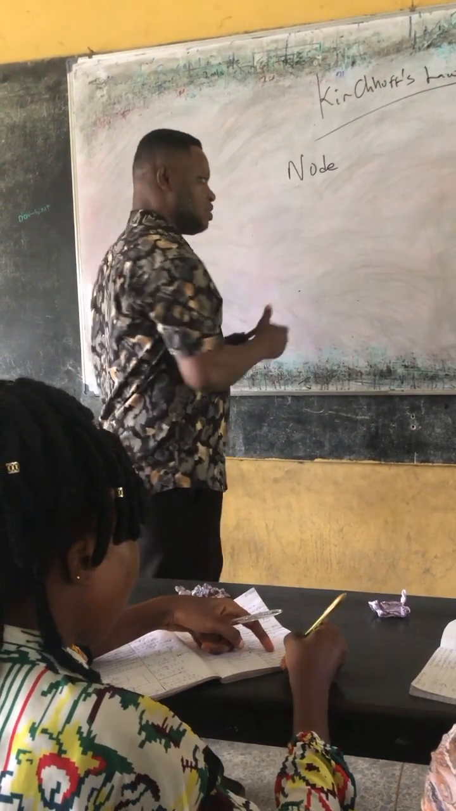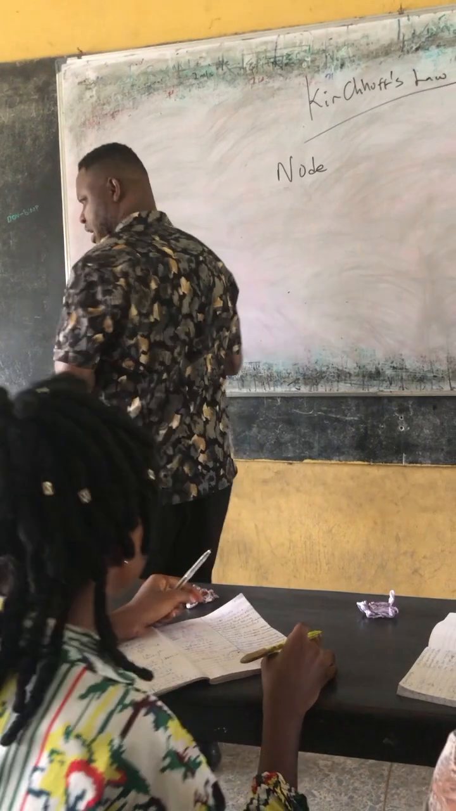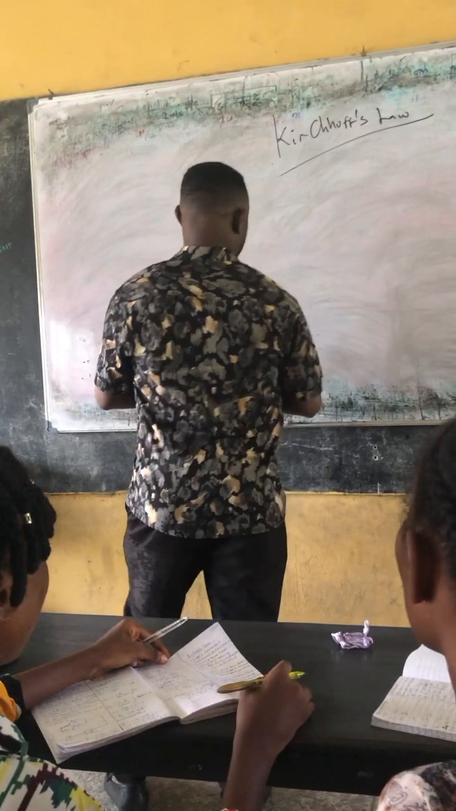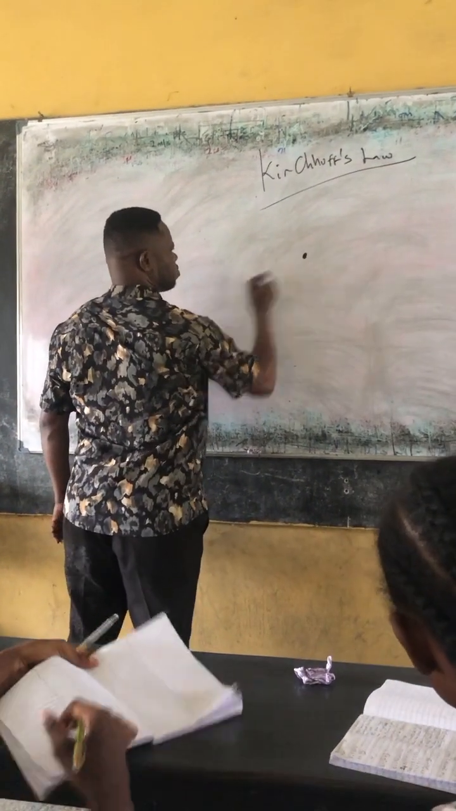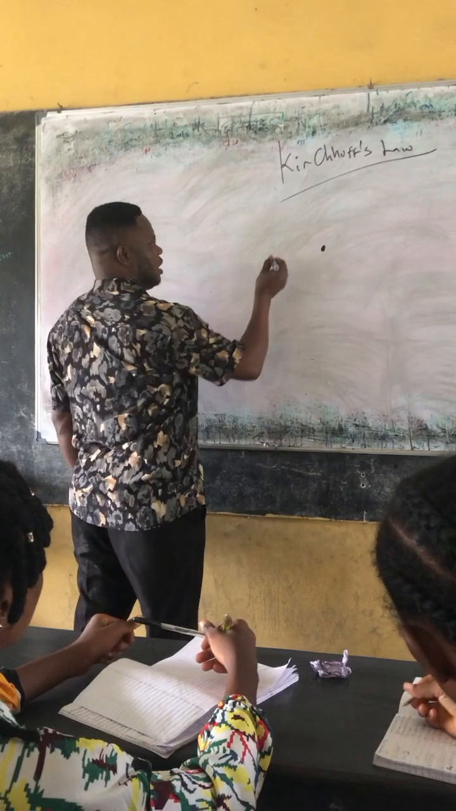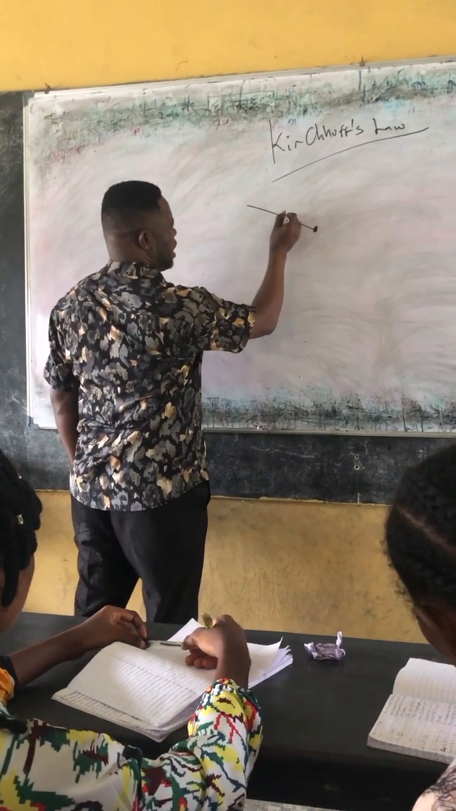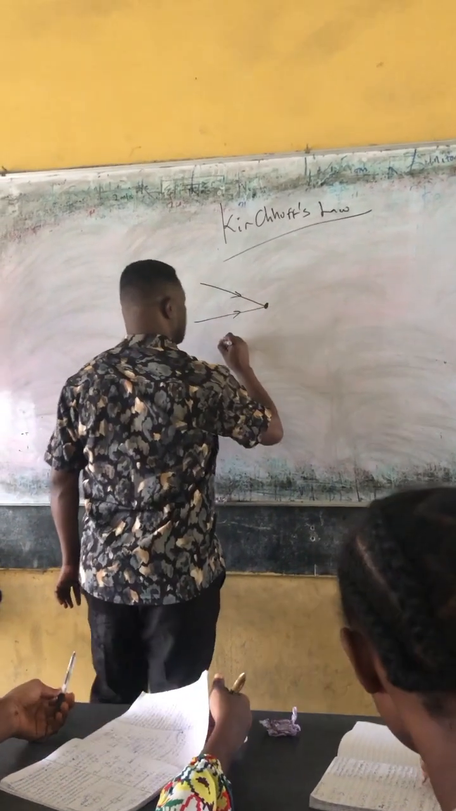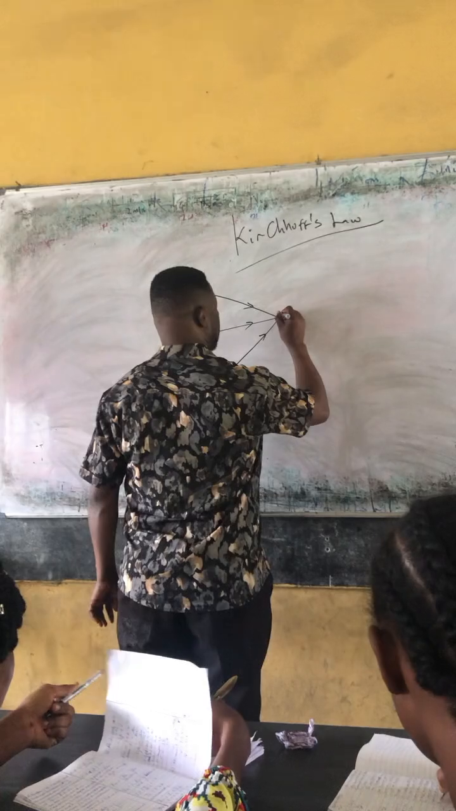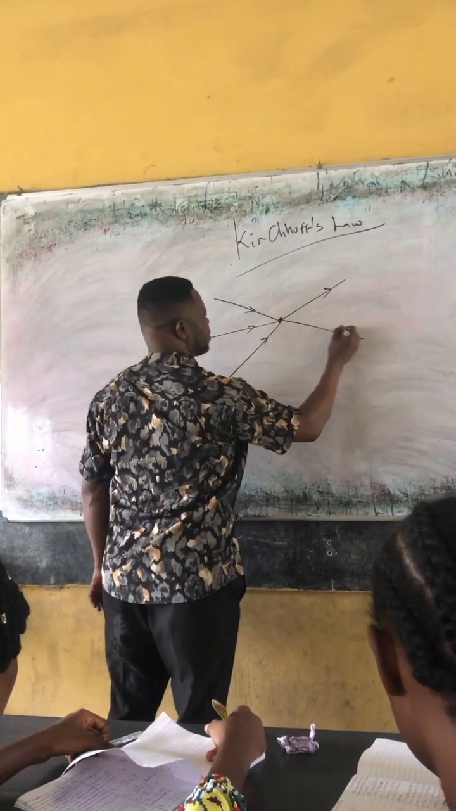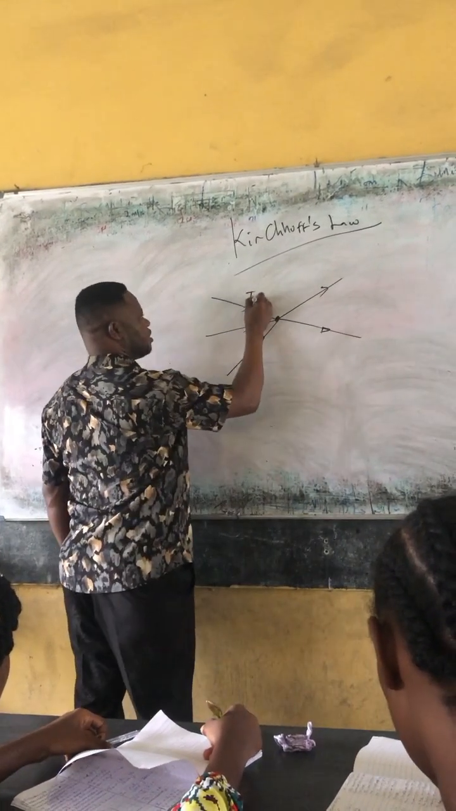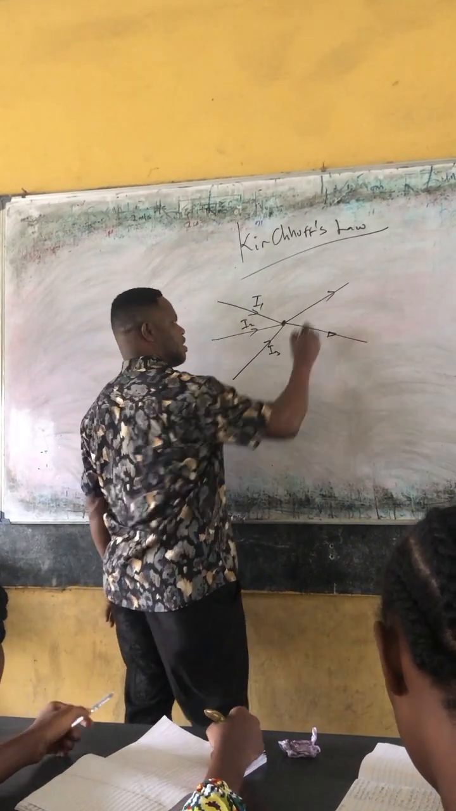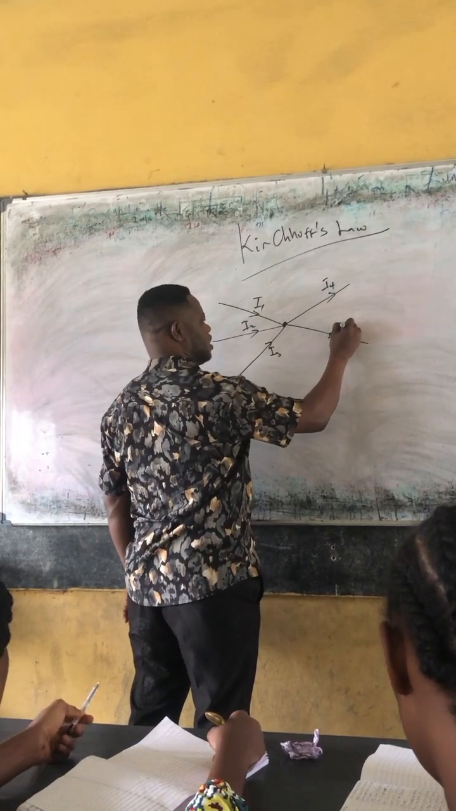So let's look at this now. Please look up. Let's consider this to be a node. Let's see some current coming into this node. Let's assume the arrow shows you the direction of the current. I have this, this, this, and this. Let me call this I1, this I2, this I3, this I4, and this I5.